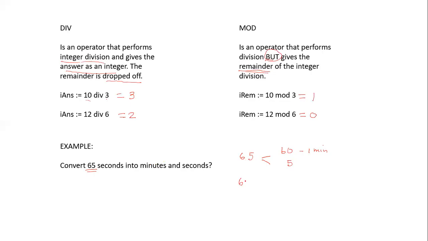So if I take 65 and I div that by 60, because 60 seconds make up a minute, I will get my 1 minute. So that tells me the total number of minutes. And then to get the remainder, I can take 65, and if I mod that by 60, I'll get the remainder of 5 seconds. So the key here was knowing what number to divide by.